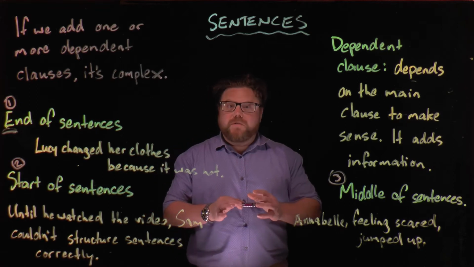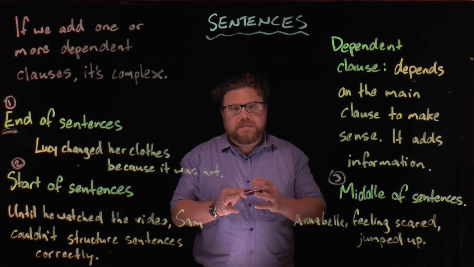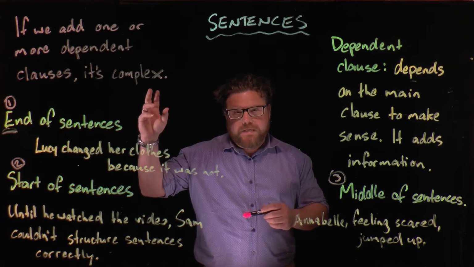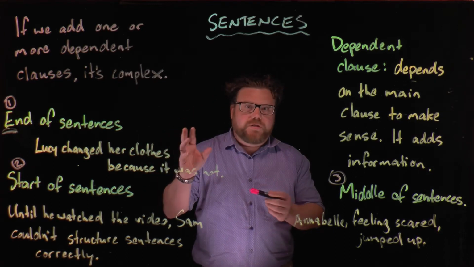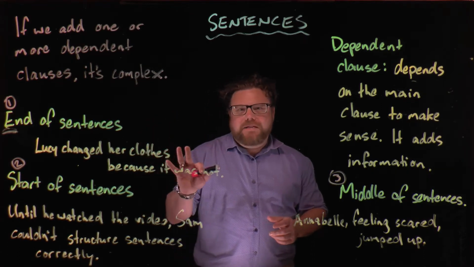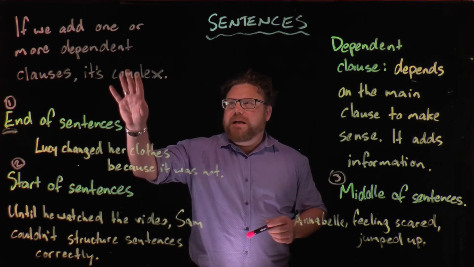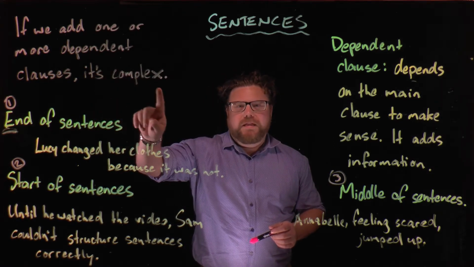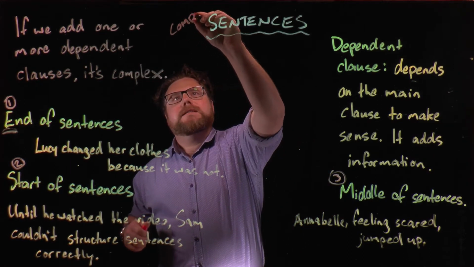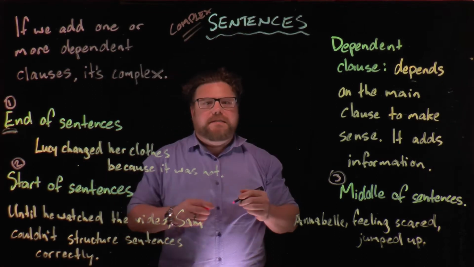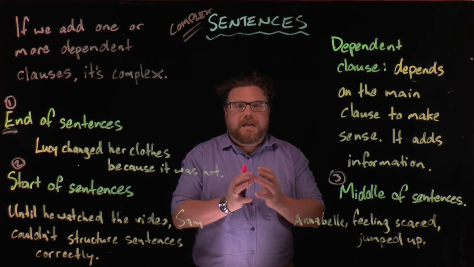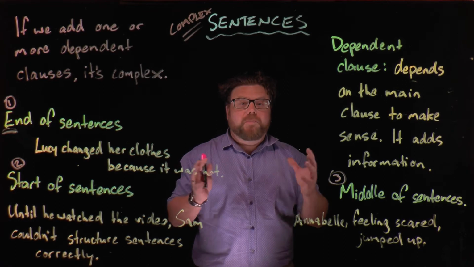In our first lesson, we talked about simple sentences, that is, those sentences that just contain an independent clause. So you've got a subject and then a verb, and usually an object, but it needs to have a subject and that one main verb. If we add to that independent clause one or more dependent clauses, then we get the type of sentence we're talking about today, and that is complex sentences. So if we add one or more dependent clauses to a simple sentence, it becomes what we call a complex sentence. It's more complex.